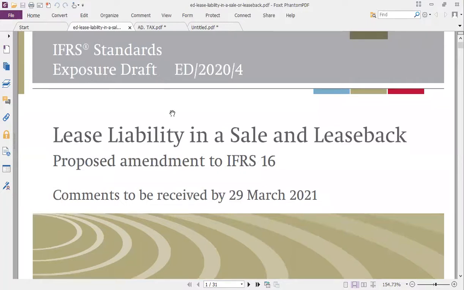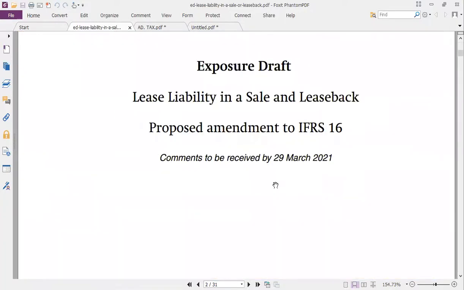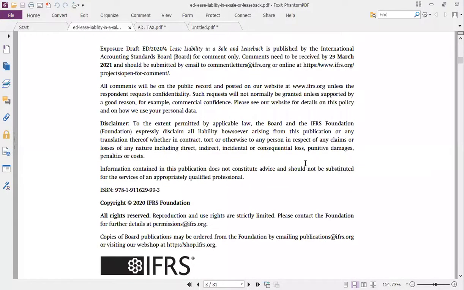So if you go down like this, I hope you see the letterhead, right? IASB and IFRS. Okay. So exposure drafts, lease liability in the sale and leaseback, proposed amendment to IFRS 16. Comment to be received by 29th March 2021. Let's scan through a bit of it. Okay, so the exposure draft, that's the ID number, April 2020, where they do it.